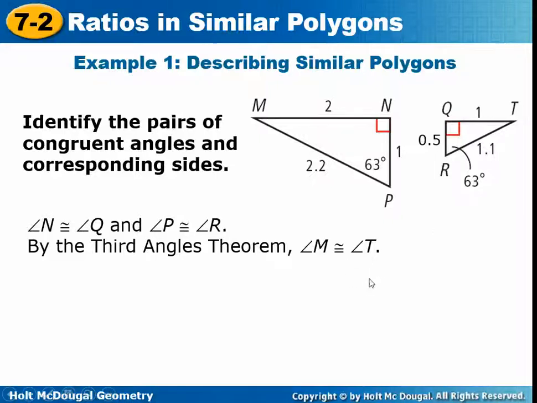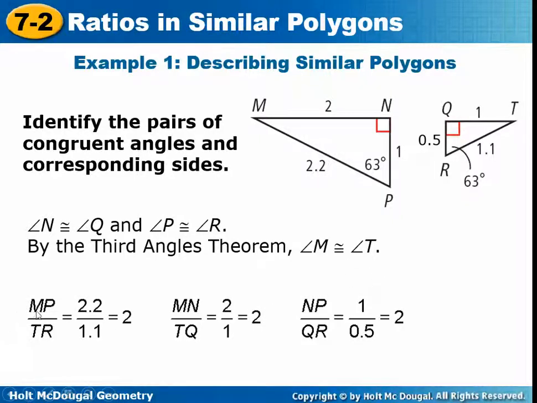Now we've got to do the sides. For sides, remember that you're going to write two letters, and we're going to write them as a ratio. So if you're starting with the big triangle, then do that for every one of your ratios. So side MP corresponds to side TR. So MP over TR, and then you can substitute the numbers in and see that that will simplify to the number 2.